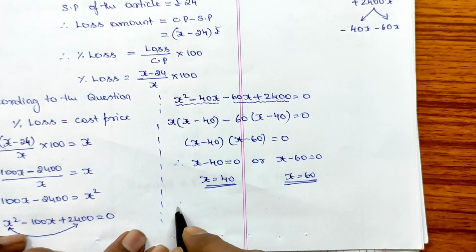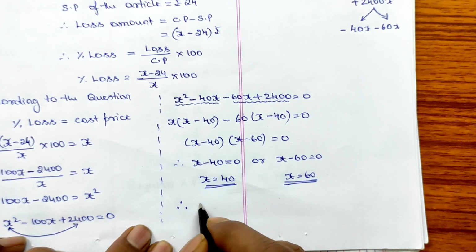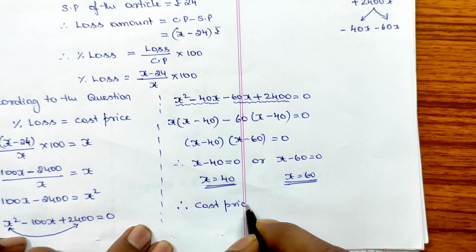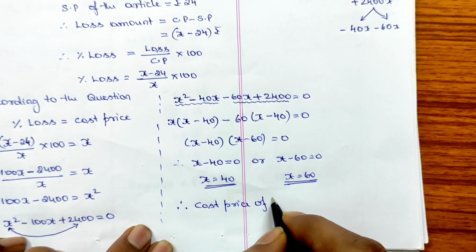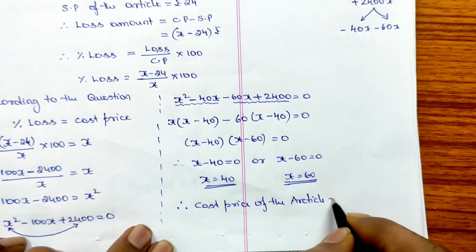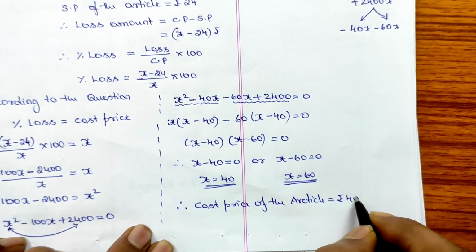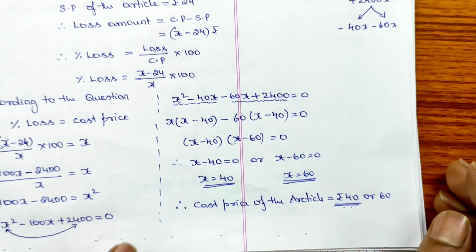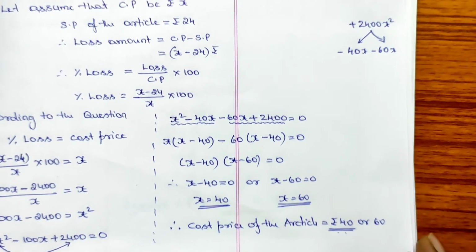Now I'll conclude the answer. Therefore the cost price of the article is equal to rupees 40 or 60. So like this I can solve this question.